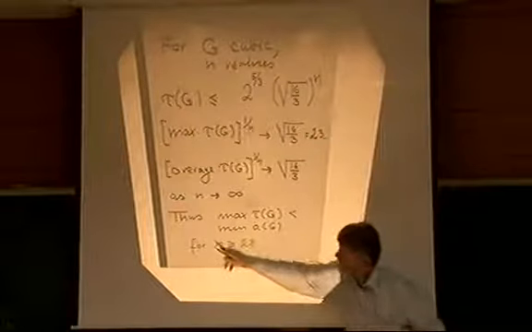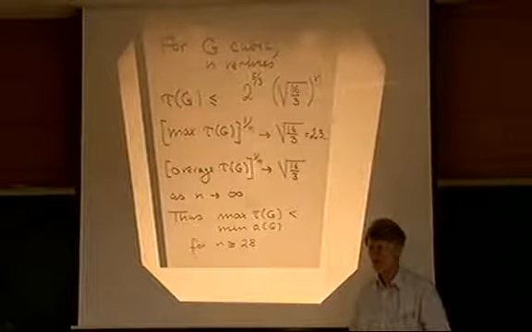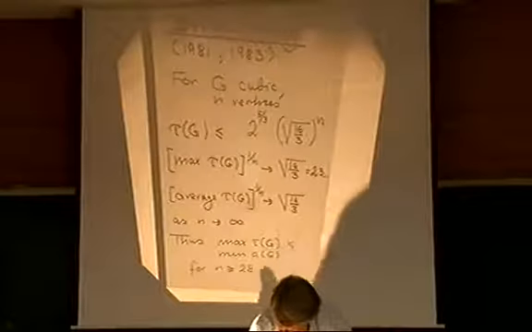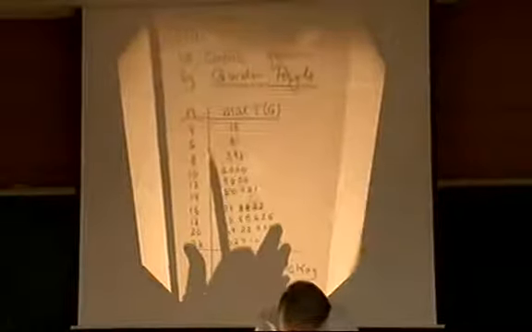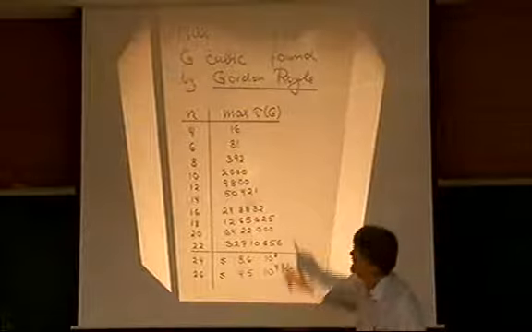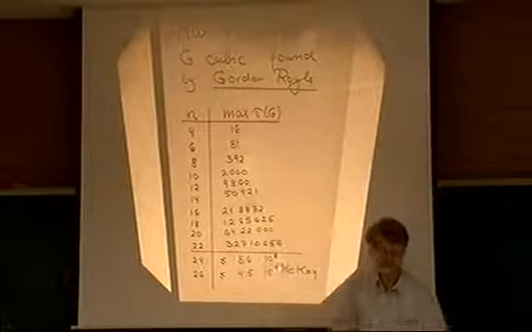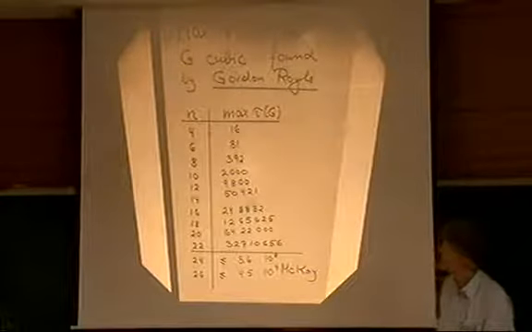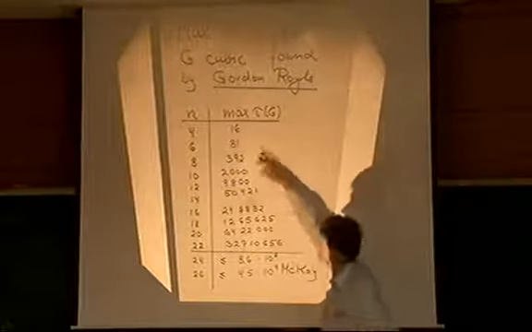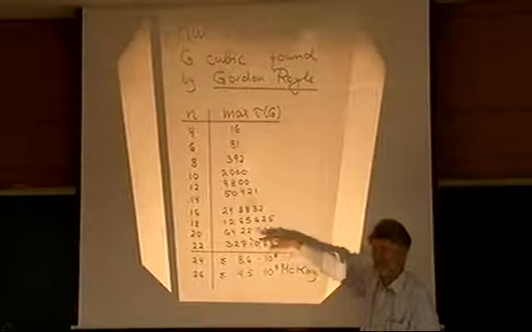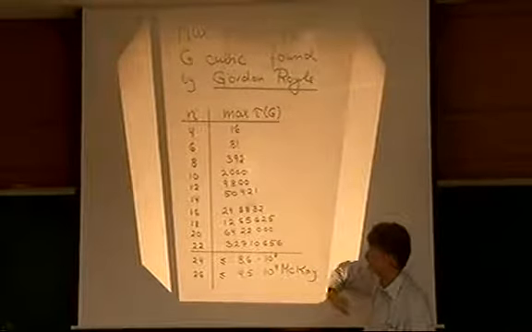But it only is true for n greater than 28, unfortunately. So what do we do for n smaller than 28? Well, I asked Gordon Royle to help me. And he could help me up to 22. He could actually find the maximum number of spanning trees, and his numbers are all a little smaller than my numbers. My numbers are just a little bit bigger than his numbers.